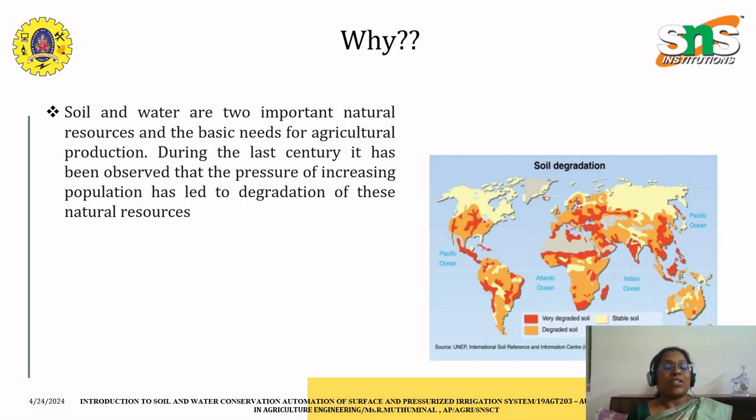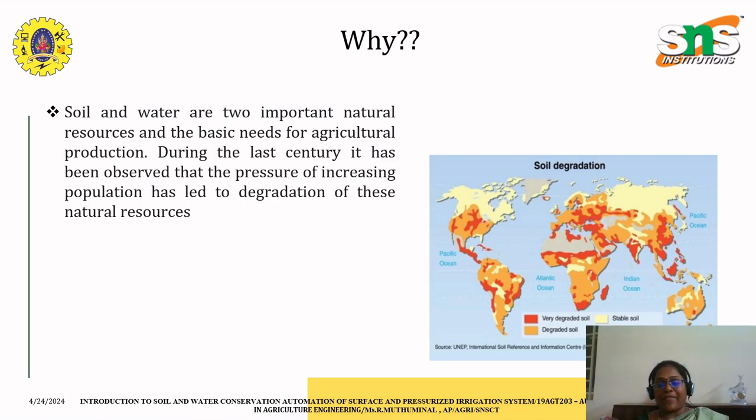This is because soil and water are the two important natural resources, and their need for agricultural production is very basic. It is really necessary for us to depend upon soil and water for the good growth of the crop, and the yield quality also depends upon these two. During the last century, it has been observed that the pressure of increasing population has led to degradation of these natural resources, which I have shown in this picture of the world.